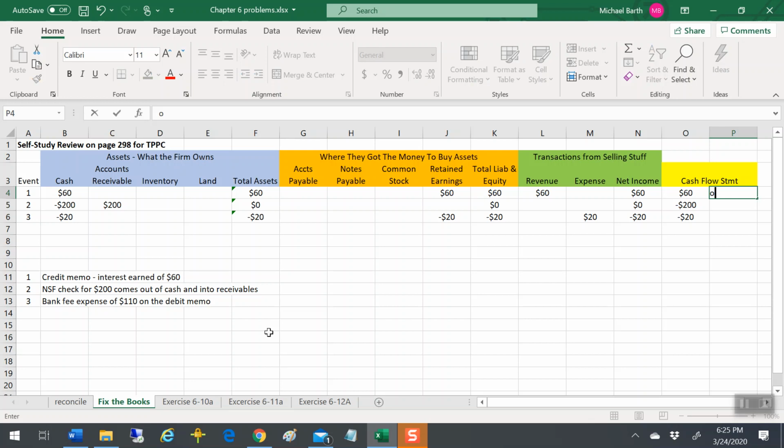All three of these are operating activities, all right, because they're just part and parcel of doing what it is we do for a living. So all three would be cash flow in the operating activities section. And that's all there is to the horizontal financial statement numbers for the step-by-step bank reconciliation self-study problem on page 299.